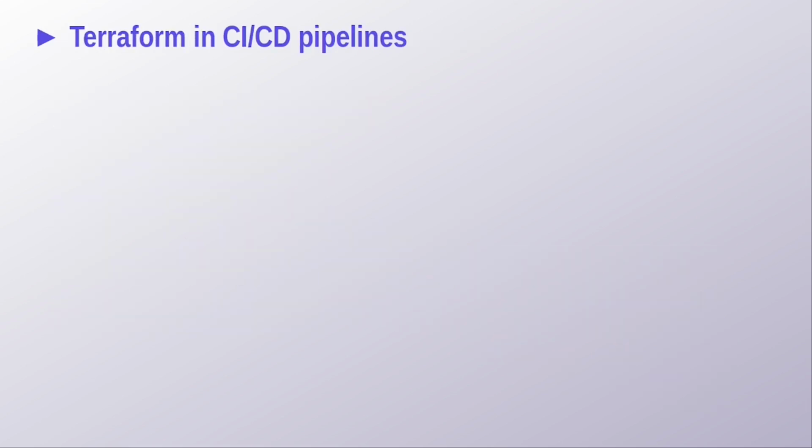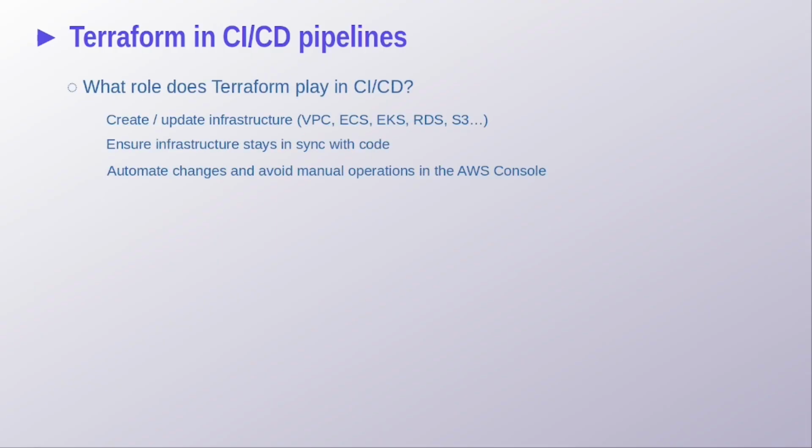Terraform in a CI/CD pipeline. What role does Terraform play in CI/CD? First, let's make one thing very clear. Terraform does not deploy application code. Terraform deploys infrastructure. That means Terraform is used for things like VPC and networking, ECS, EKS, EC2, load balancers, RDS databases, S3 buckets, IAM roles and permissions. Terraform does not build your application, run tests, or deploy backend or front-end code in a CI/CD pipeline.